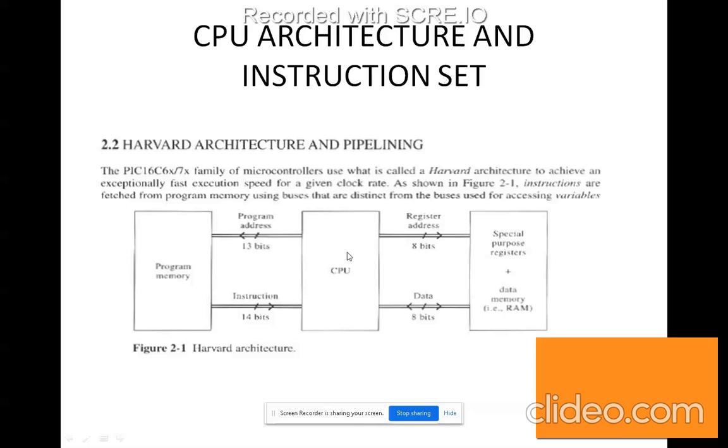This is the CPU. On this side you will have program memory, where the instructions will be stored. Here, the special purpose registers as well as data memory, that is RAM. How address and data are interchanged or fetched by the CPU from the program memory as well as data memory is given here.